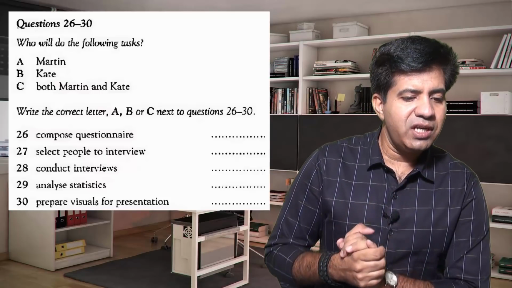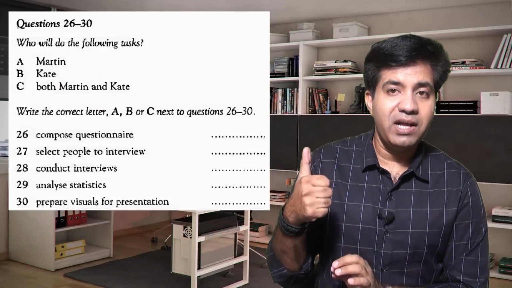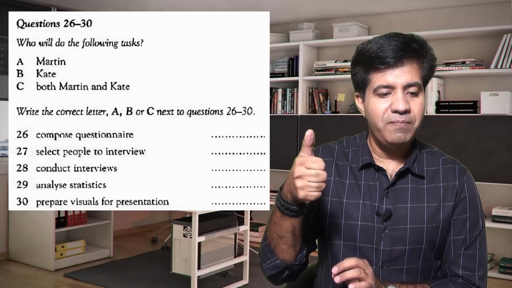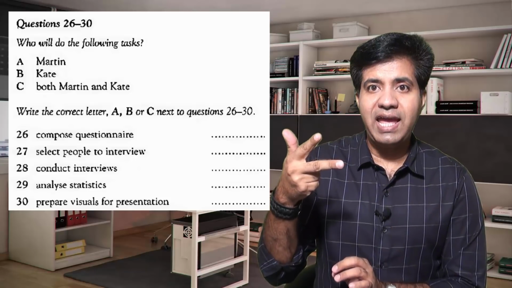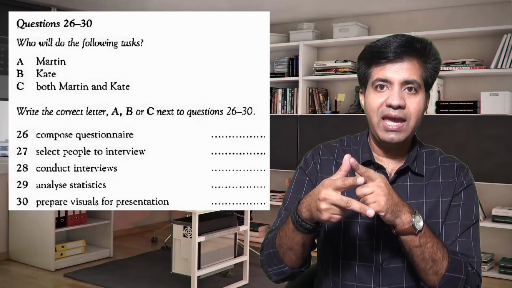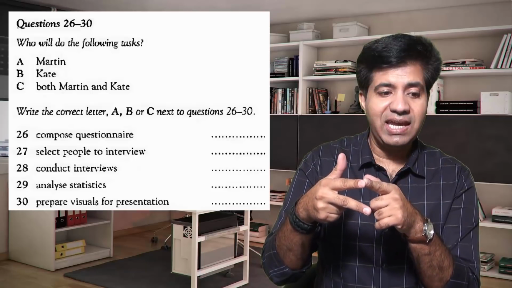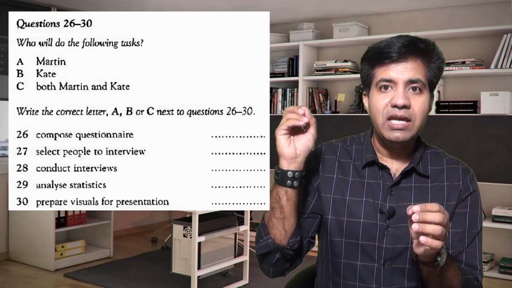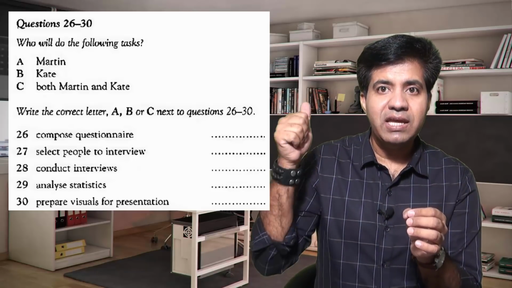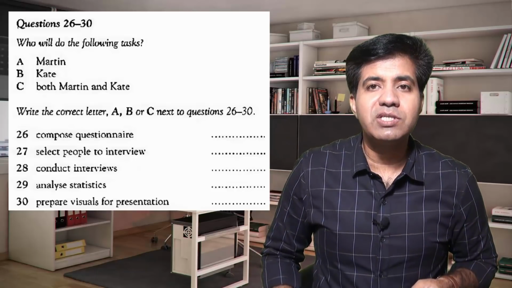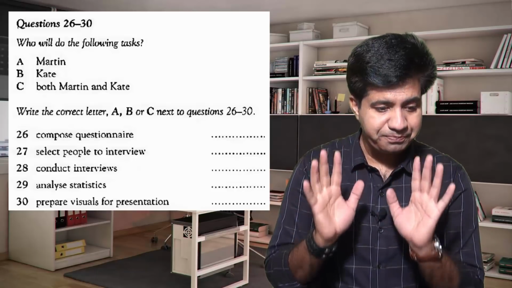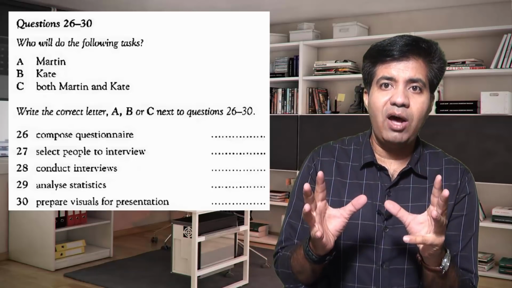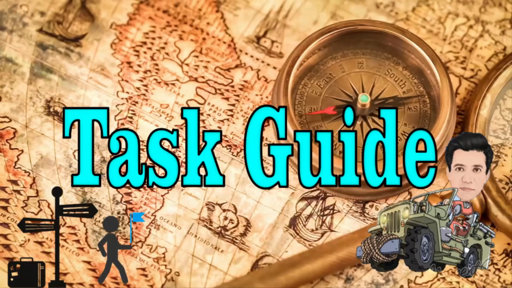You can see it's written: who will do the following tasks? Martin, Kate, both Martin and Kate. So there are three categories: Martin, Kate, and both Martin and Kate. You have to write A, B, C. A, Martin; B, Kate; and C, both. Where both of them are going to do it, you write C. If only Kate is going to do it, then B. If Martin is going to do it, then you write A. Simple. This is called classification. Clear? Then there are certain tasks and all that. So this is how the task is, and we'll be doing it.